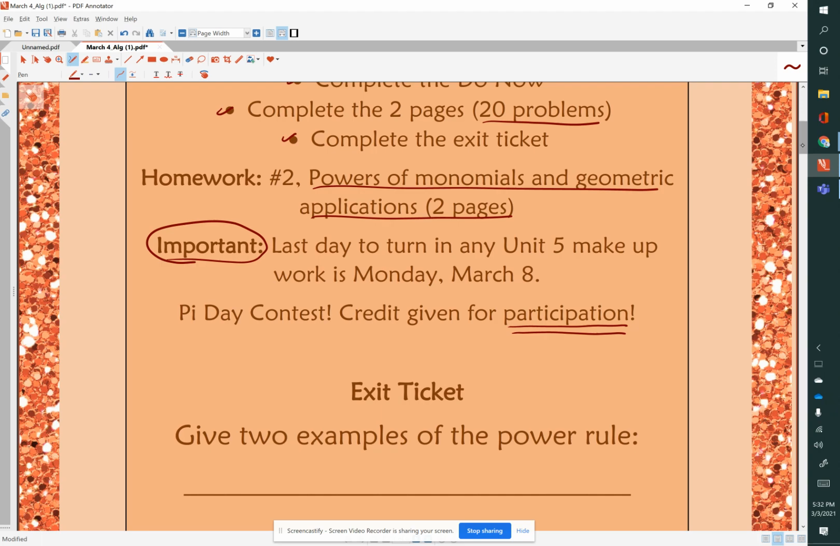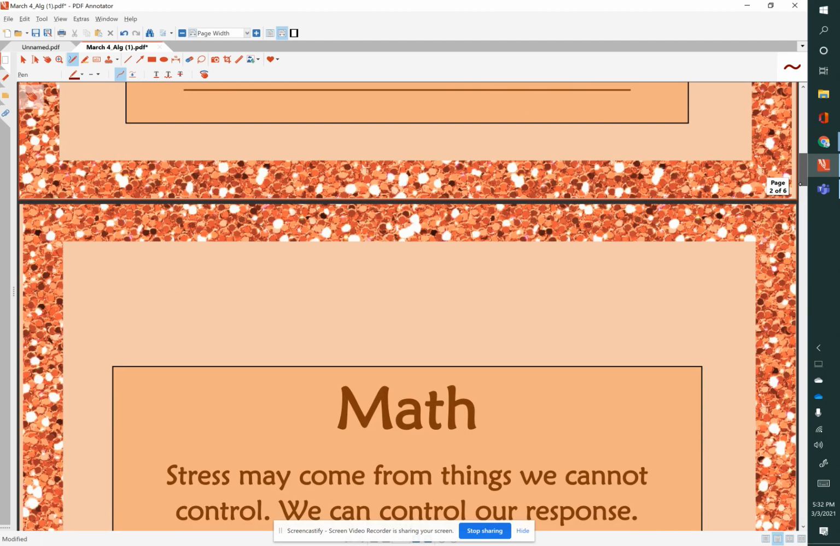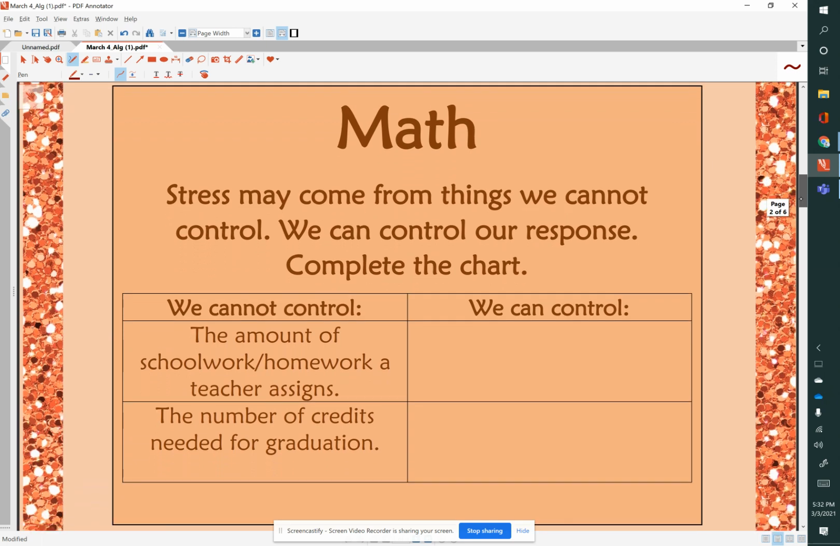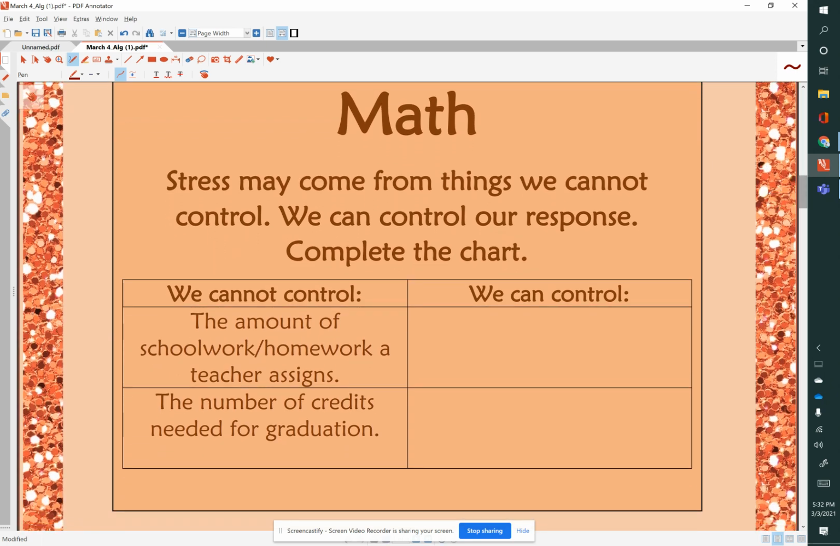So we'll come back to our exit ticket in a minute. But for now, let's look at our do now. Stress may come from things we cannot control, but we can control how we respond to those things, our response. So let's complete the chart. So we cannot control the amount of schoolwork or homework a teacher assigns, but we can control, let's say, how we plan our time.